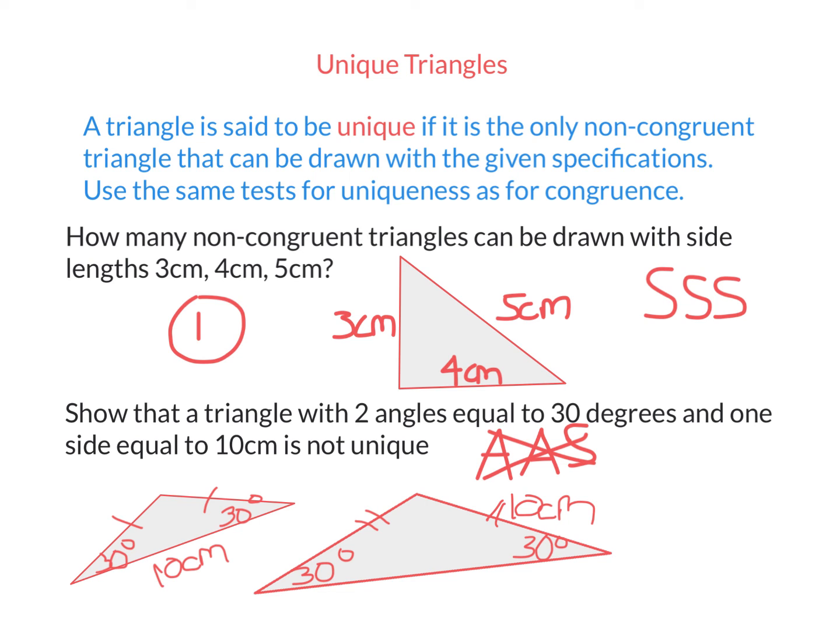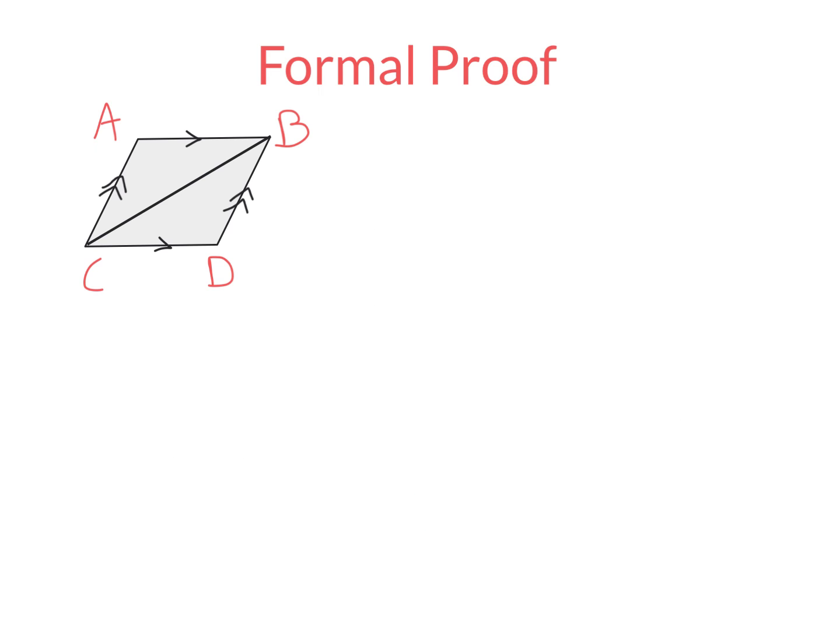All right, the final thing we need to look at is a formal proof for congruence. So when we're asked to formally prove that two triangles are congruent, all it means is we have to say why sides or angles are equal, and we have to spell out our argument. So I'll show you how to do that with this example. So we have two triangles here. We have triangle ABC here, CBD here.